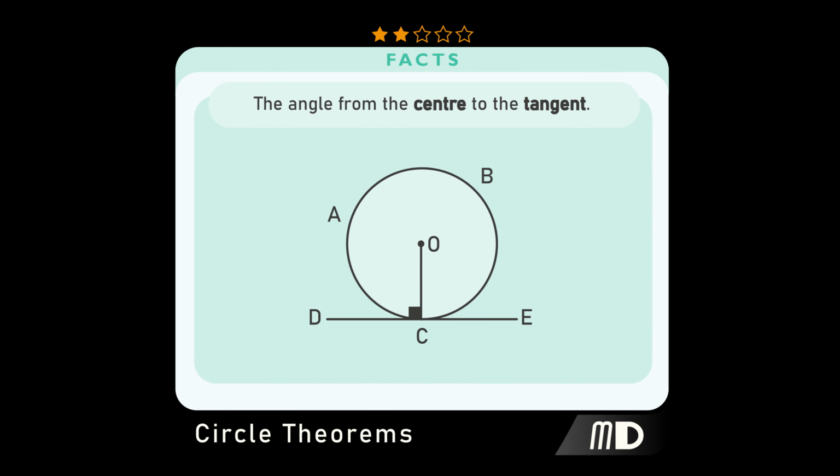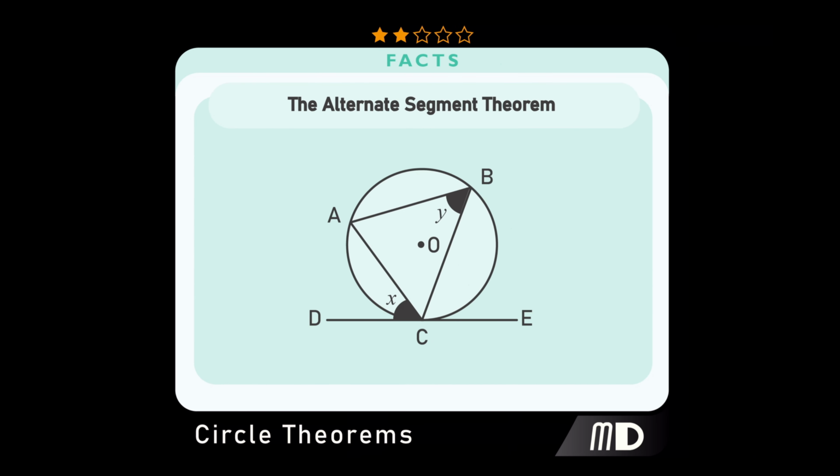A tangent to a circle is perpendicular to the radius drawn at the point of contact. In this diagram, that means angle OCD is equal to 90 degrees. We'll need to use both of these facts to help us prove that X and Y are equal.